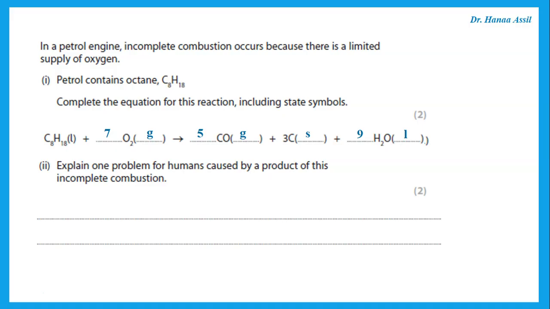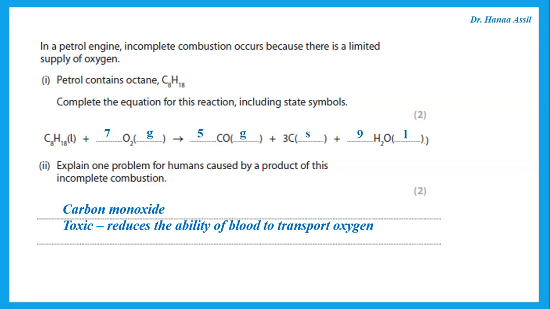Explain one problem for humans caused by a product of this incomplete combustion. Remember, incomplete combustion gives carbon monoxide, and carbon monoxide is toxic. And you should know why it's toxic. It's toxic because it reduces the ability of blood to transport oxygen.